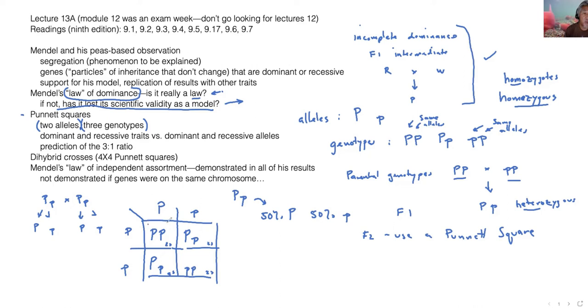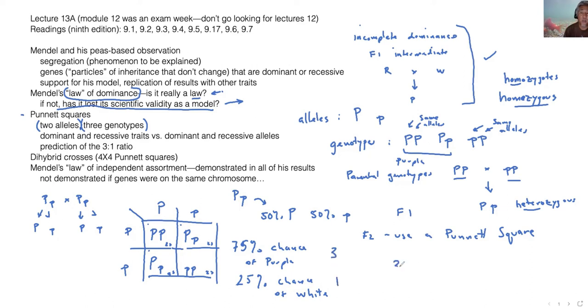You would notice that this one plus this one plus this one would give us a 75% chance of being purple flowered, because both big P, big P and big P, little p have purple flowers, and a 25% chance of having white flowers. So this is how we end up with the 3-to-1 ratio. 3-to-1 is kind of like a golden number, a golden ratio when it comes to your expectations for genetic crosses.